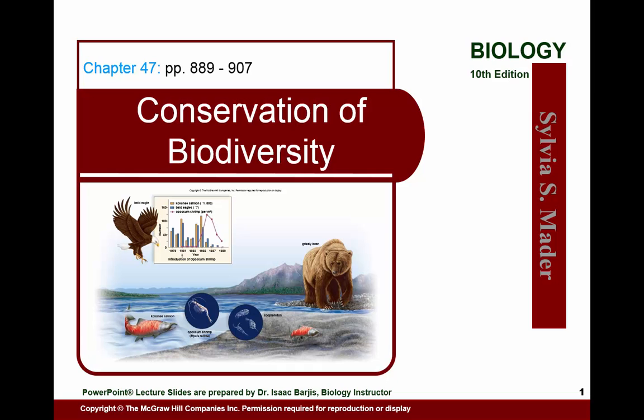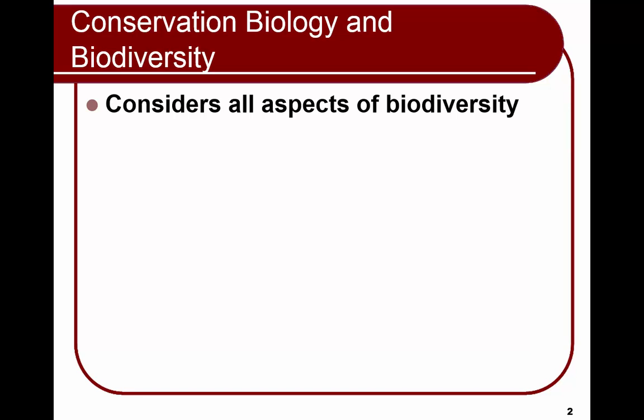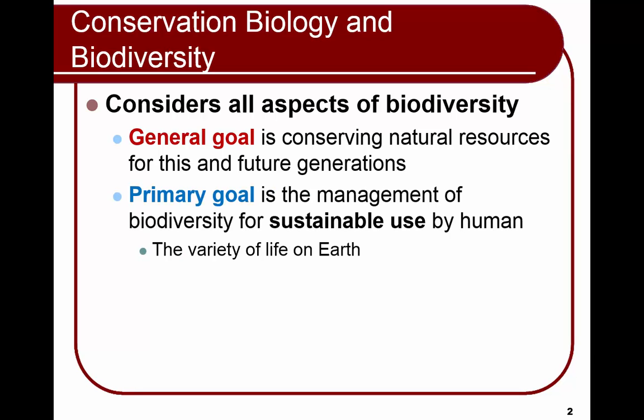Okay, now in Chapter 47 we're going to look at conservation and biodiversity. We have what's called conservation biology. This is going to look at all aspects of biodiversity. It's a relatively new discipline. The goal is to conserve the natural resources for this generation and future generations. And we do this by managing biodiversity for sustainable use by humans.